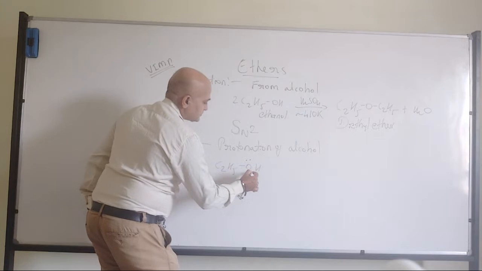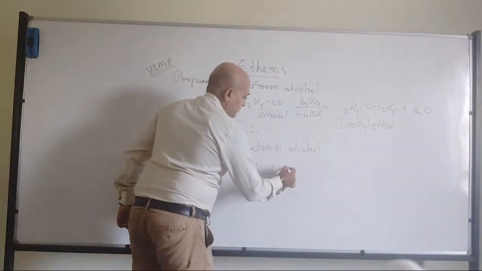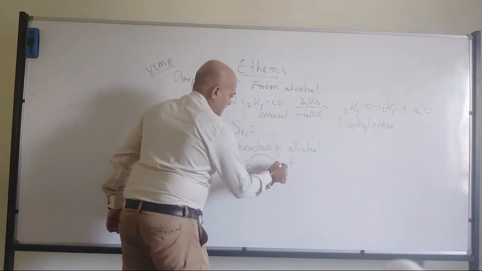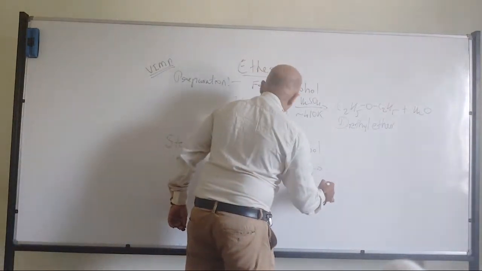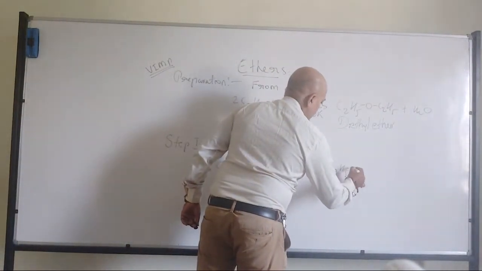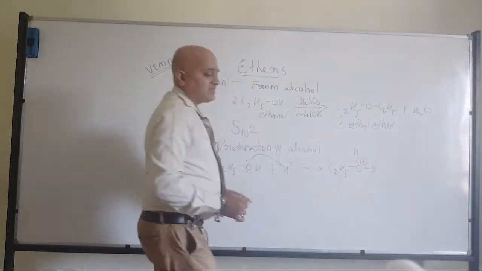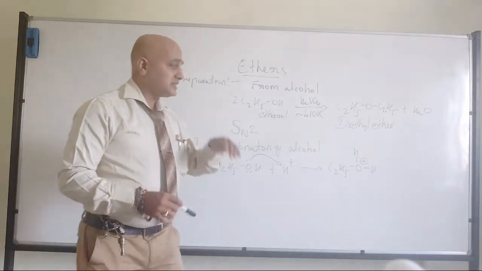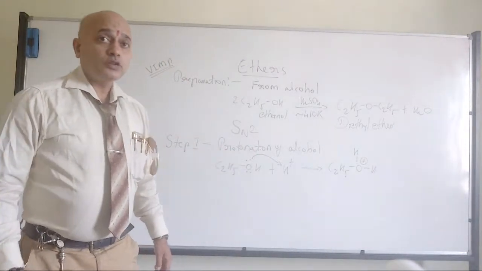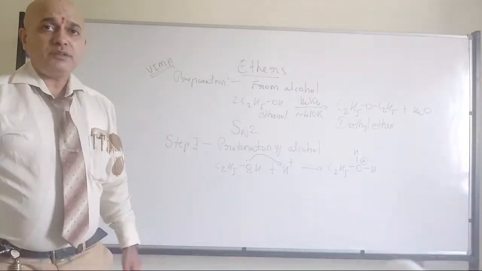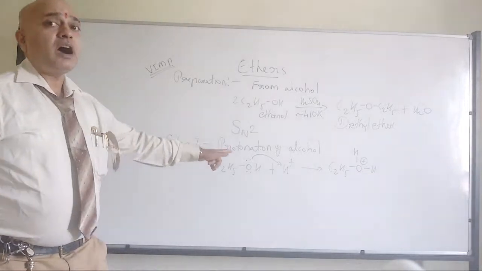So that's where we have C2H5OH, right? Lone pairs of electrons will be there. It will be attacking the H plus to form the product C2H5, where the oxygen will have the positive charge. Oxonium intermediate will be formed. Right? So that's where we have the protonation of alcohol.